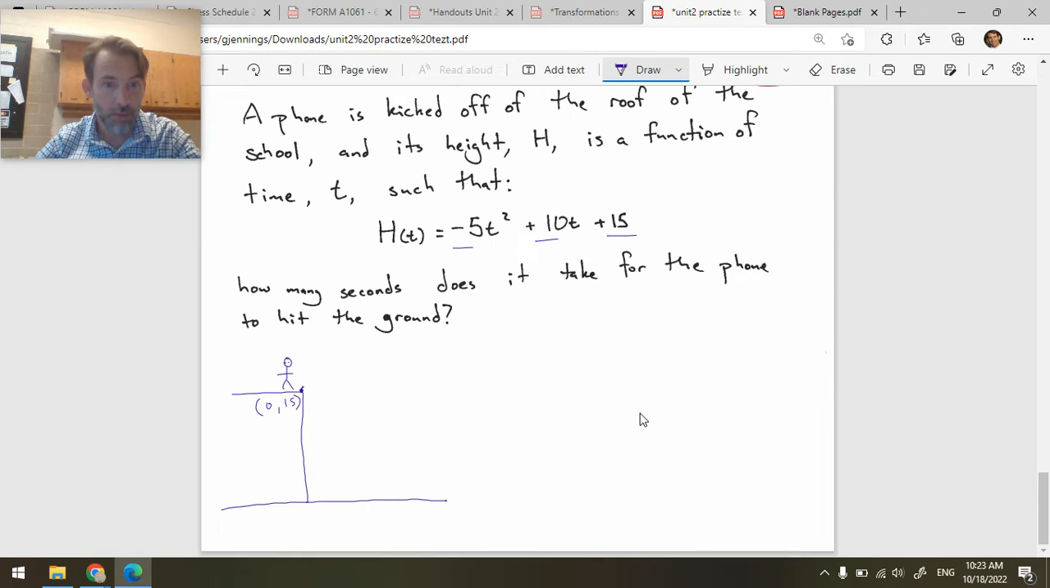And it's going up because I see that it's plus 10, so it's rising. But it eventually turns because of gravity and because of that negative 5t squared and comes down. I want to find that point. How long, because this is time now, how long does it take until it hits the ground?